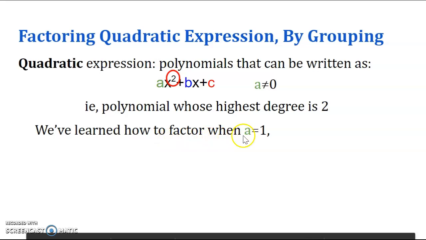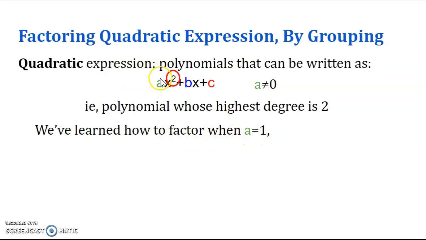We've learned how to factor when a is equal to 1. When a is equal to 1, like in this case, x squared plus 4x plus 3, there is an invisible 1 in front of the x squared. It's not 0. When there's no number here, it's not 0. The invisible number is actually 1. So it's 1x squared plus 4x plus 3, or a is equal to 1. And we know how to factor this. We are looking for two numbers that multiply to 3 and that add to 4. So that's going to be x plus 1, x plus 3.